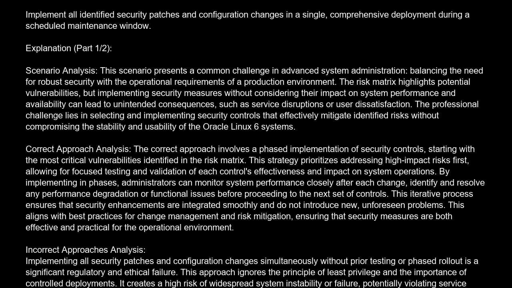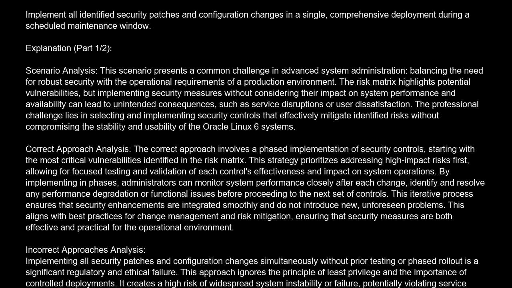Correct approach analysis. The correct approach involves a phased implementation of security controls, starting with the most critical vulnerabilities identified in the risk matrix. This strategy prioritizes addressing high-impact risks first, allowing for focused testing and validation of each control's effectiveness and impact on system operations. By implementing in phases, administrators can monitor system performance closely after each change, identify and resolve any performance degradation or functional issues before proceeding to the next set of controls.